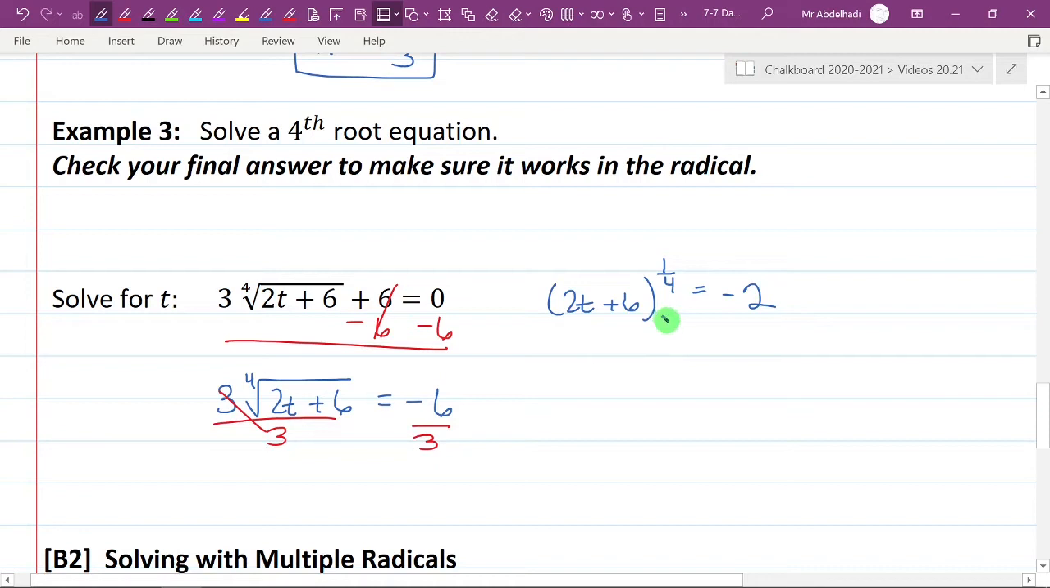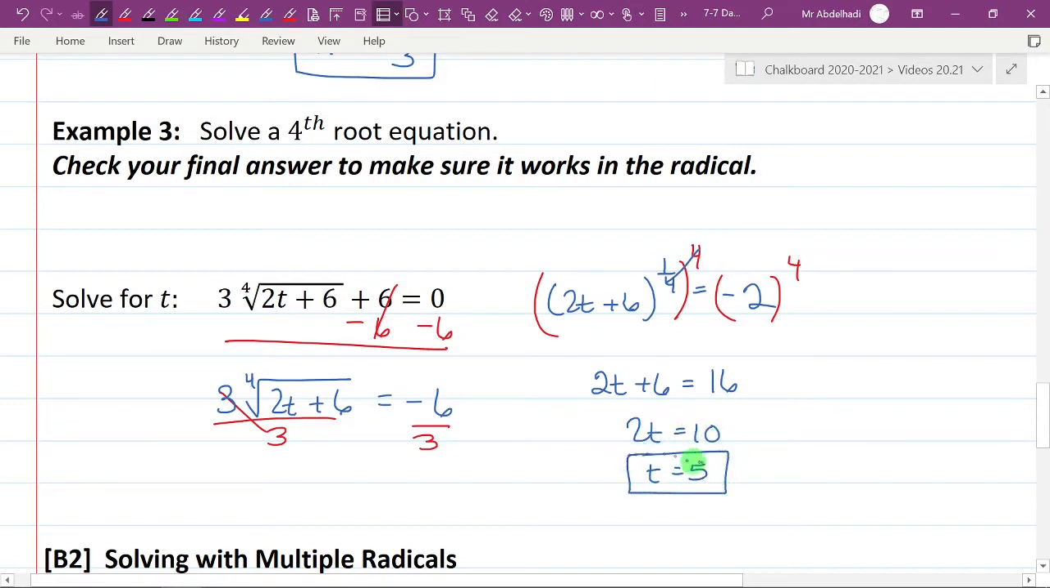So we're here at that step where we know that we have to use the multiplicative inverse. We're going to take both sides to the power of 4. And these cancel out, and you get 2t plus 6 equals (-2) to the 4th power. -2 times -2 times -2 times -2 is 16. Subtract 6 from both sides, you get 2t equals 10, t equals 5. And you box your answer.